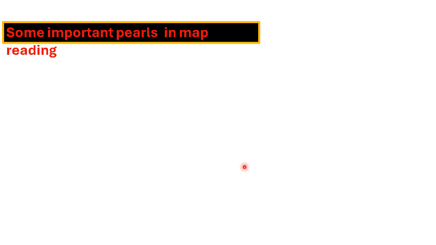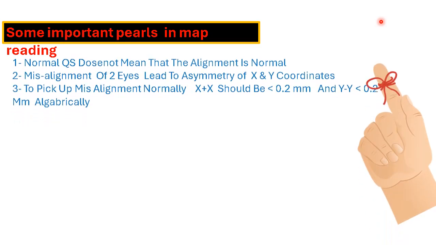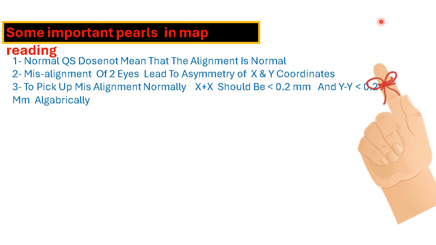Now I finished the important points regarding the curvature map and the elevation map. And before I go ahead to the pachymetry map and the other added displays, I would like to speak about certain important points. Number one, the QS value. That's the quality specification. When you look at the map, the first thing you look at is the quality specification. The quality specification indicates that your capture is okay and is validated.